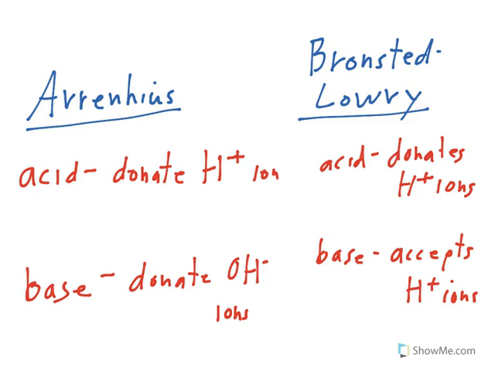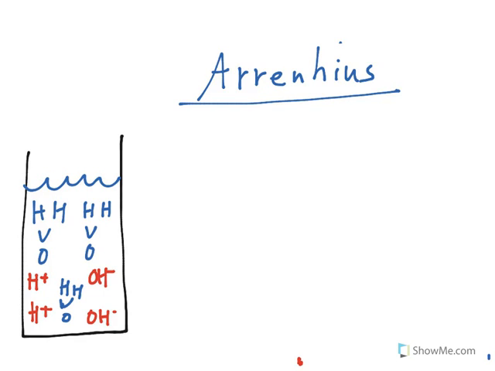Now let's move on. So now that we've seen these definitions, let's work on them in practice. We're going to start with the Arrhenius definitions because those are the easiest ones, and honestly, the most intuitive. It's the simplest definition. If you were to try to come up with your own definition of what an acid is, this would probably be the definition you come up with.